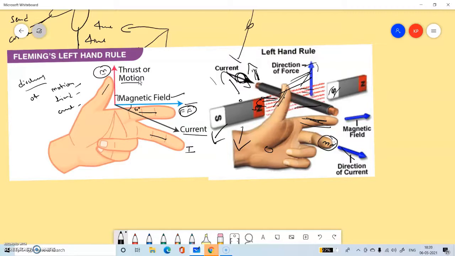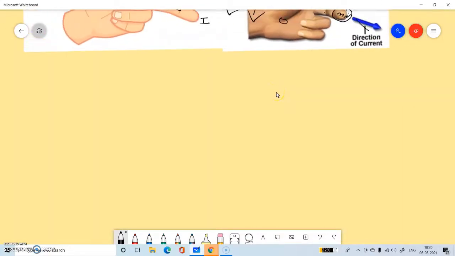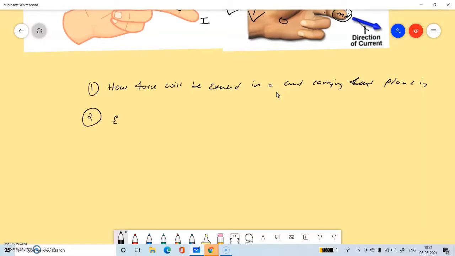Okay, students, in today's class we have seen some topics regarding the magnetic circuit chapter. First we have seen how force will be exerted in a current carrying conductor placed in a magnetic field. This we have explained: how force is experienced in a current carrying conductor if it is placed in a magnetic field. And second, we have seen the expression for the force.